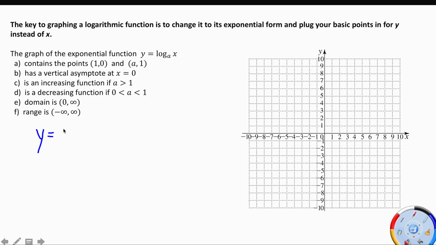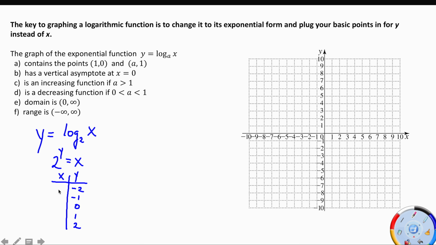So let's say, like we did with the exponents, our most basic base, y equals log with base 2 of x. So if I'm trying to graph this logarithm, then I'm going to change it to its exponential form. Log with base 2. A logarithm is an exponent. So 2 to the y equals x. Okay, now it looks just like our exponential form. And second key, plug in my values into the y field.